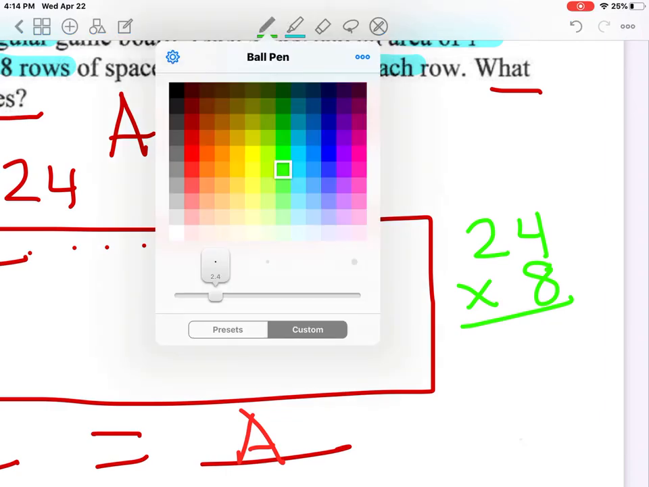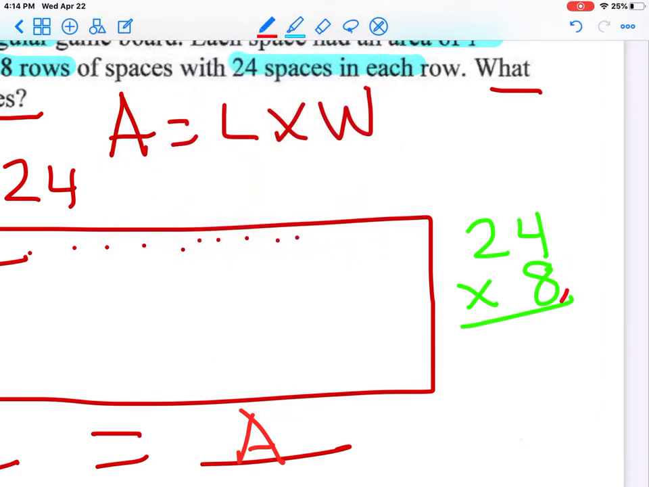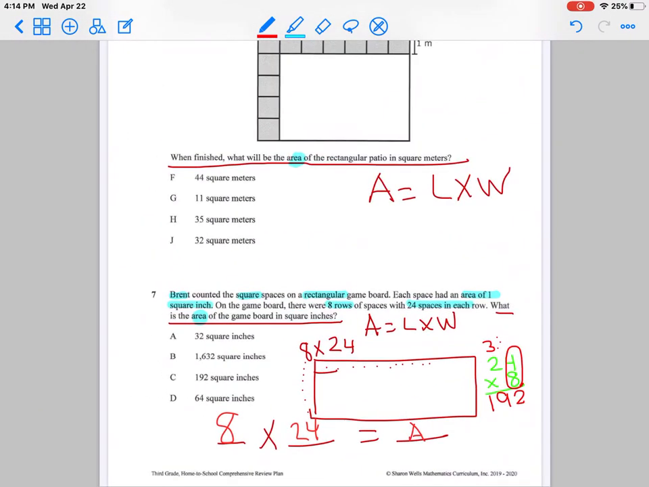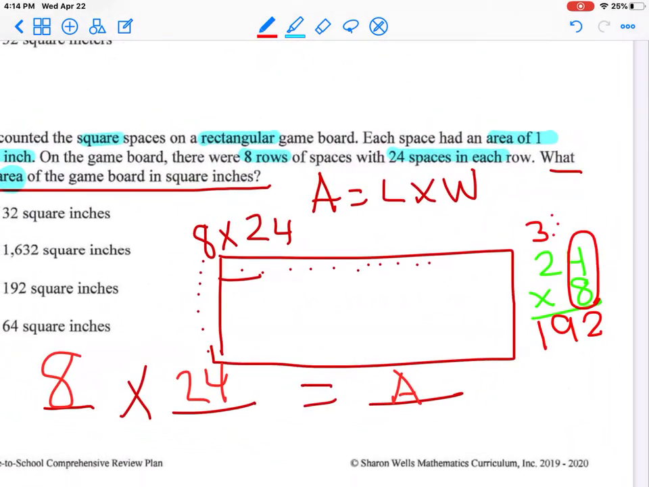8 times 4 is 32. I regroup my 3. 8 times 2 is 16, 17, 18, 19. I know that my area will be 192 square inches.